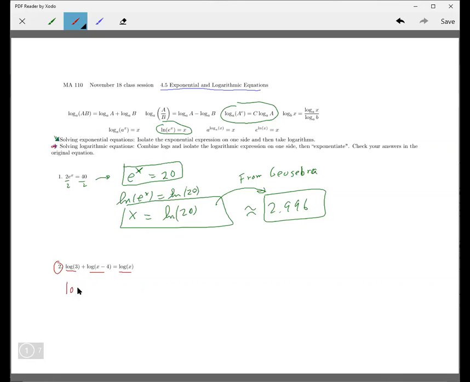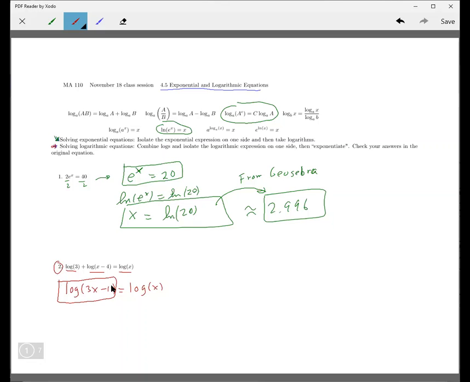Those combine to give you log of 3 times that. So that's 3 times x minus 4, that's 3x minus 12. We'll just write it like that. So that's combining them together. This is actually an answer to the first part of the question.